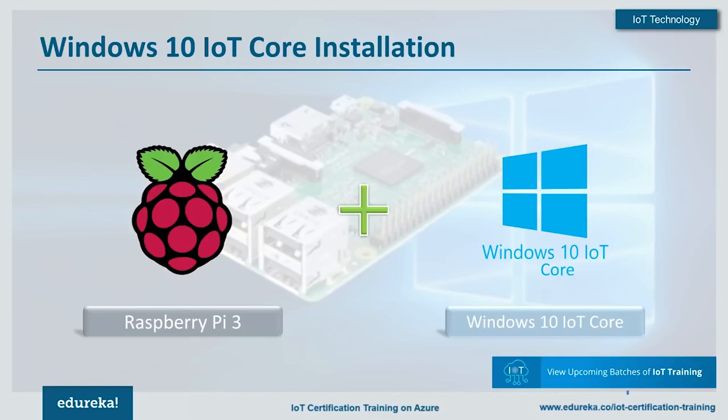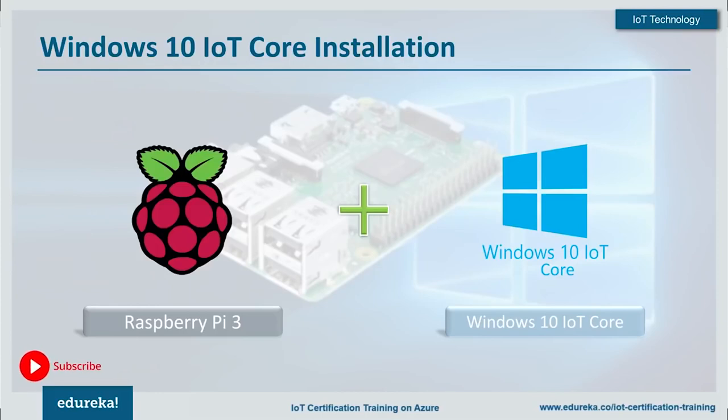So I have a Raspberry Pi 3 here with me already, and a Class 10 SD card of 16 GB, upon which we'll be flashing our operating system. And please make sure that your SD card is at least Class 10 and has a capacity of at least 8 GB. Without these, you might face compatibility issues with the Windows IoT Core operating system. Now the Samsung Evo or the SanDisk Ultra would be your best choices.